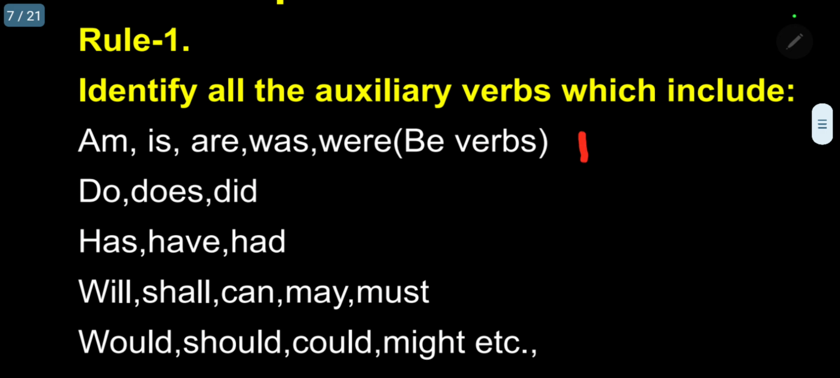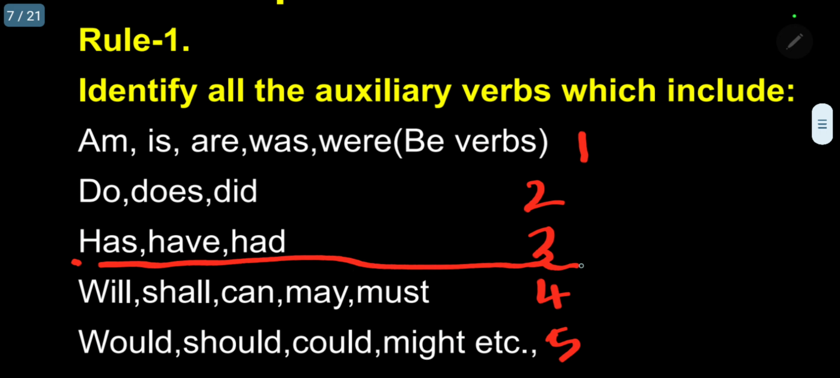Type 1, be verbs. Type 2, do verbs. Type 3, has verbs. Type 4, will, shall, can, may, must. And 5, would, should, could, might, etc. Out of these 5 types of auxiliary verbs, the first 3 are called primary auxiliary verbs. What is the interesting information you must know? The primary auxiliary verbs will act as a main verb as well as a helping verb or auxiliary verb.